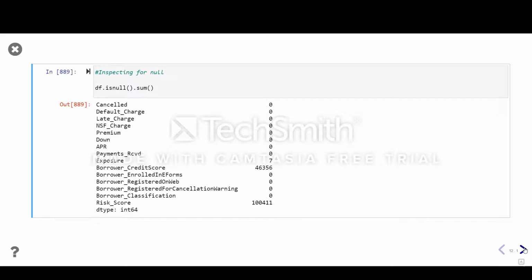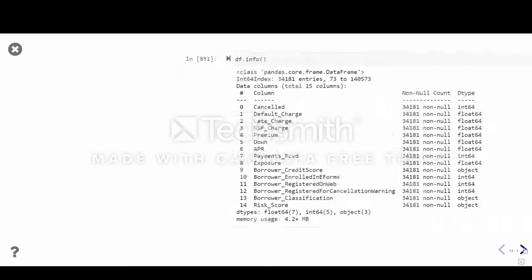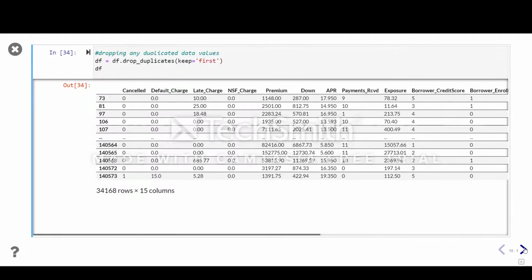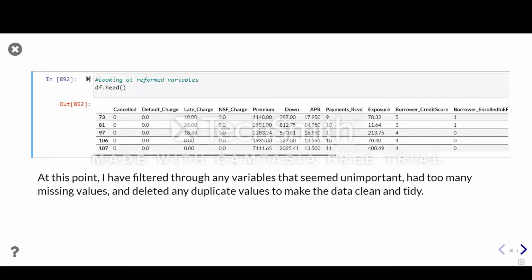And here were the null values left, and I dropped the remaining null values, leaving me with about 34,000 different pieces of data. That's what I was left with. I dropped duplicates, and at this point I filtered through any variables that seemed unimportant or had too many missing values.